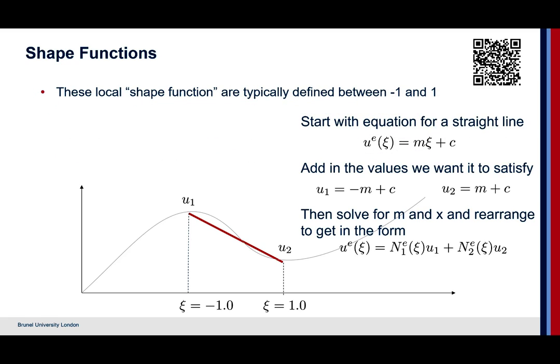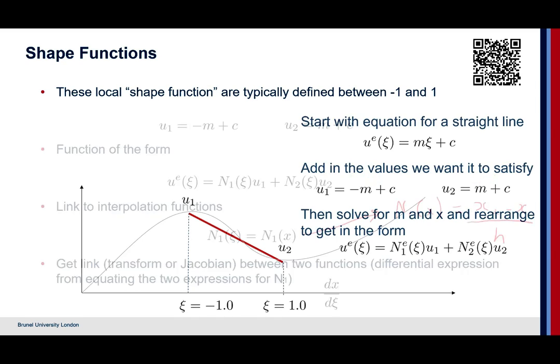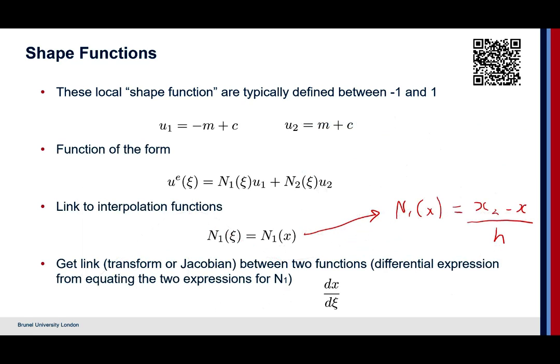We approximate that straight line as m psi plus c. Then we substitute in the values of psi equal to minus 1 here and psi equal to 1 here. Then we just work through and get exactly the same shape functions that we got before. I wanted to give you maybe 10 minutes to work through this yourself for these shape functions.